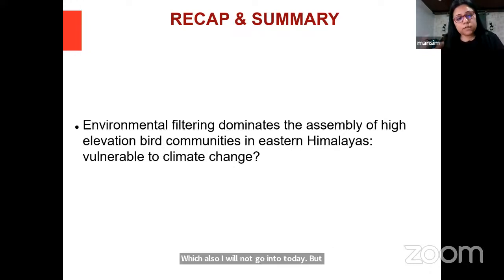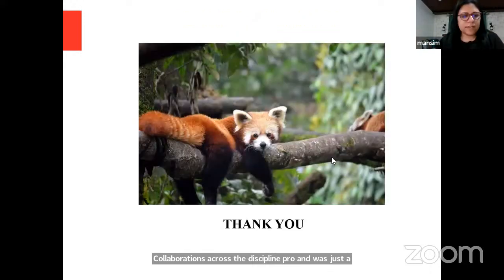But the overall message from this work is that community assembly processes, even though they sound very easy as a concept, require an immense amount of primary and secondary data collation when it comes to measuring them in the field. More importantly, it requires an immense amount of collaboration across disciplines. Rohan was just a blessing for my PhD, for instance. And that's mostly it. Thank you.